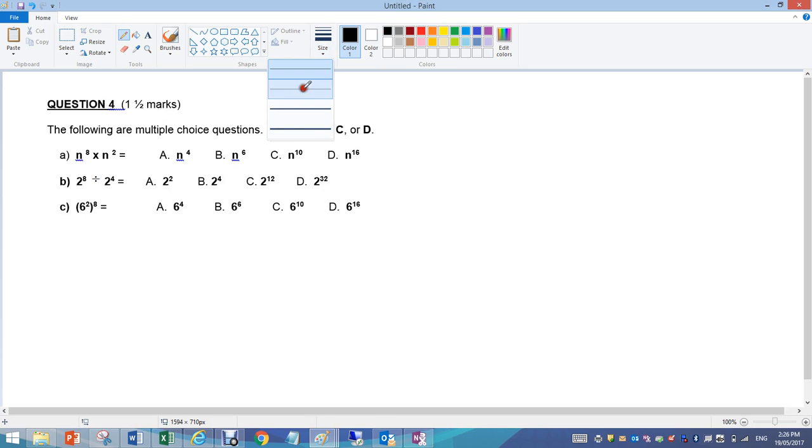So, what are the rules? Well, if you're multiplying, you can take a shortcut with the indices and add them together. So 8 plus 2 is 10, n to the 10. 2 to the 8 divided by 2 to the 4. So divide is where you subtract the powers as a shortcut. So 8 take away 4 is 4, so 2 to the 4. And then powers of powers, 6 to the 2 to the 8. Power to power, we multiply them together. 2 times 8 is 16. So there we go, 6 to the power of 16.